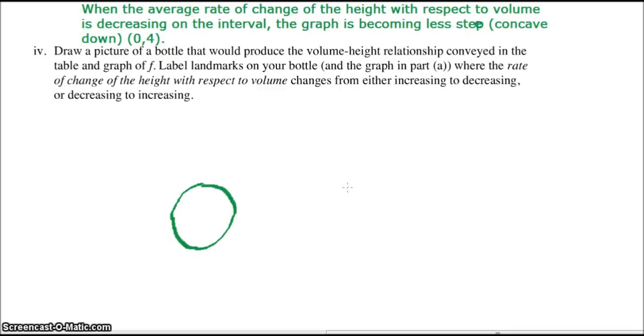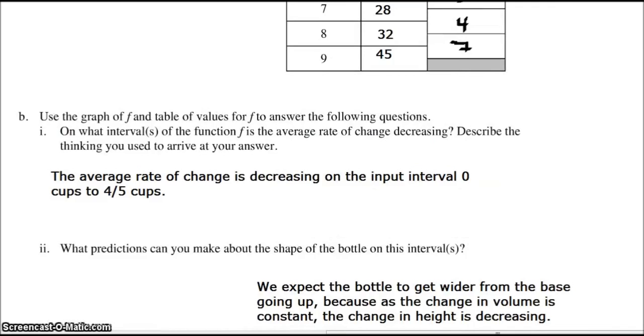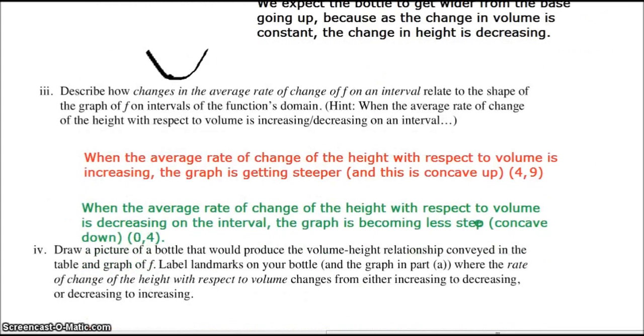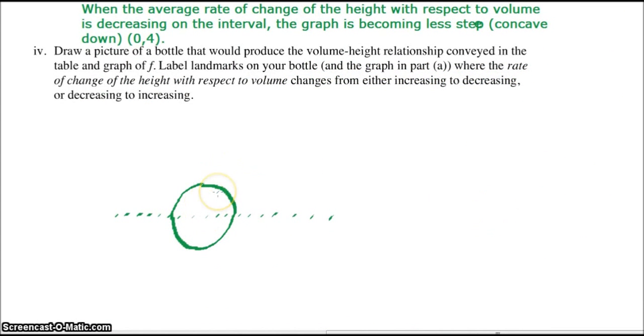Let's see, what else does it say here? Label landmarks on your bottle and the graph in part A, where the rate of change of the height with respect to volume changes from either increasing to decreasing. So I hope you guys are better artists than me. Really need this three-dimensional, but right here in the center, where we stop becoming wider and we start getting skinnier again, that's where we're going to see this change in the graph, right about this point where the rates of change start to increase again, meaning the heights are going to be increasing if we increase the same amounts of volume.